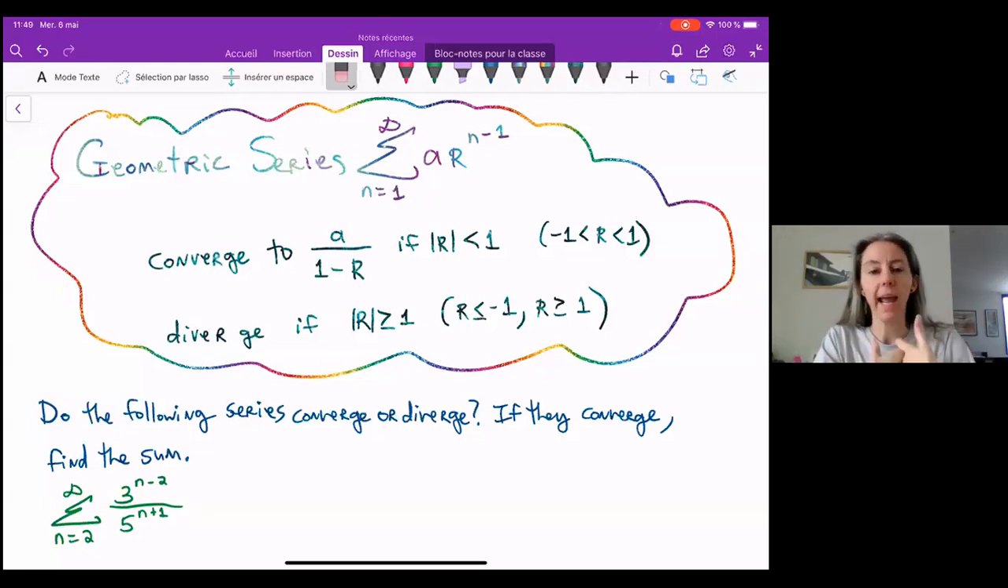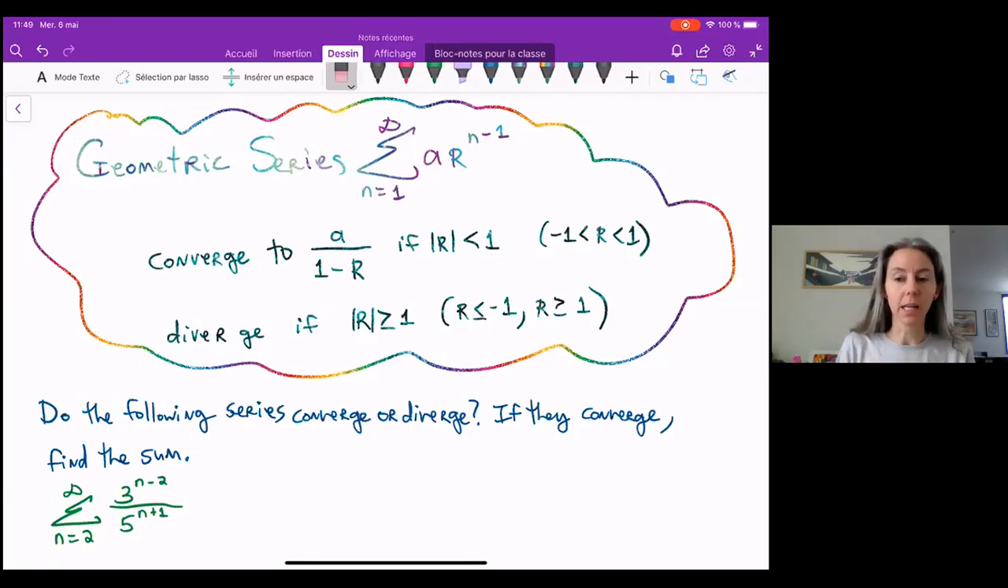A geometric series, sum n equals 1 to infinity, a r to the n minus 1, converges to a over 1 minus r if the absolute value of r is less than 1. So that's if r is between -1 and 1. And it diverges if the absolute value of r is greater than or equal to 1. So if r is greater than or equal to 1 or less than or equal to -1.